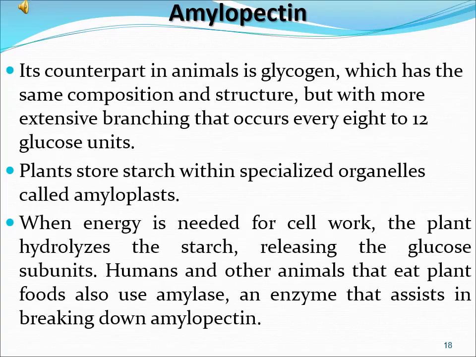Its counterpart in animals is glycogen, which has the same composition and structure but with more extensive branching that occurs every 8 to 12 glucose units. Plants store starch within specialized organelles called amyloplasts. When energy is needed for cell work, the plant hydrolyzes the starch, releasing the glucose subunits. Humans and other animals that eat plant foods also use amylase, an enzyme that assists in the breakdown of amylopectin.